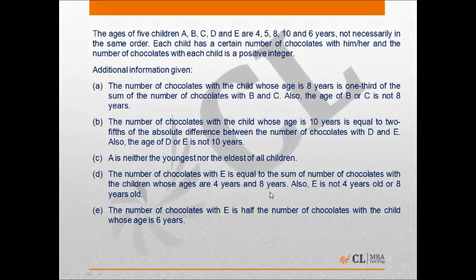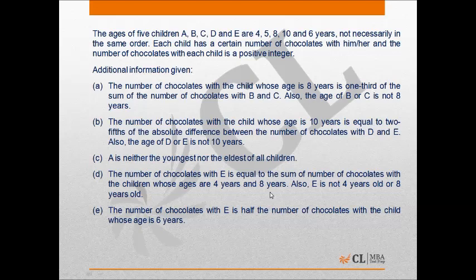In this set, there are 5 children, namely A to E, and their ages are 4, 5, 8, 10, and 6 years, not necessarily in the given order. Each child has a certain number of chocolates with him or her, and the number of chocolates with each child is a positive integer.